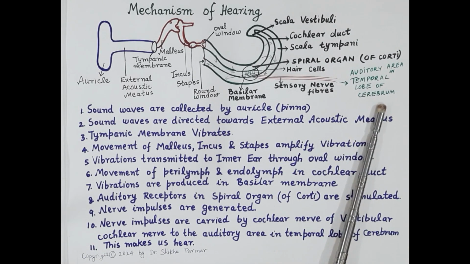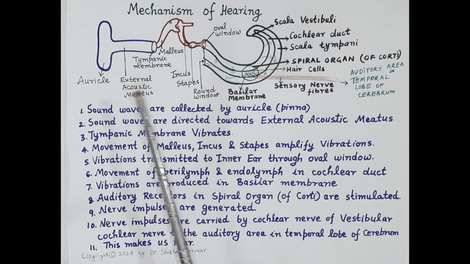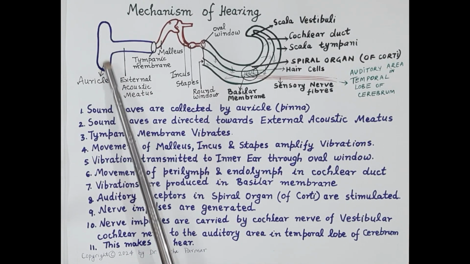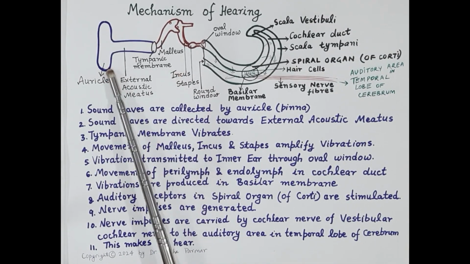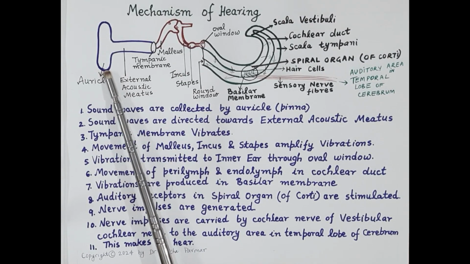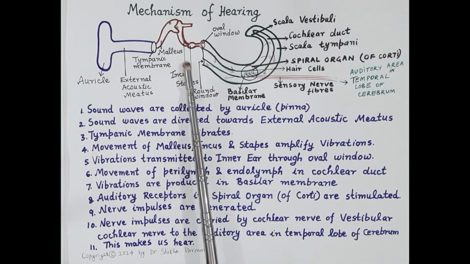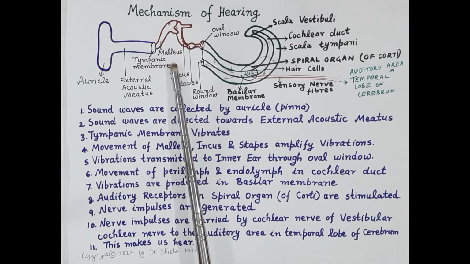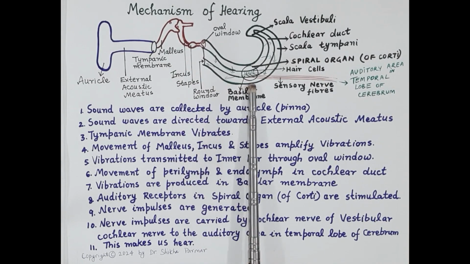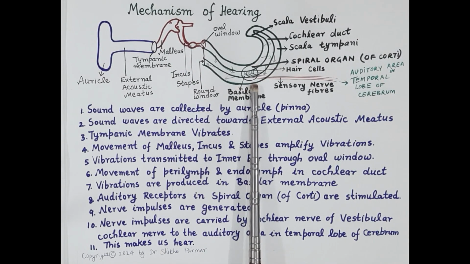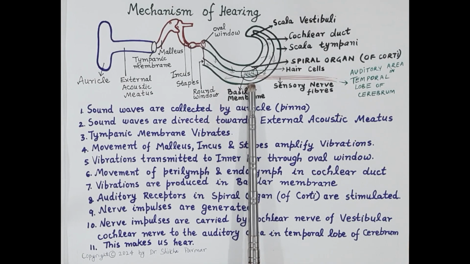And in the cerebrum, the nerve impulses are perceived, they are read and they are analyzed, and thus we are able to hear. So the main function of the outer ear is to collect the sound waves. Then these sound waves which are collected by the outer ear, by the pinna or the auricle, are amplified by the movement of the auditory ossicles. And further, when the hair cells are activated, the auditory receptors convert the sound waves into nerve impulses.